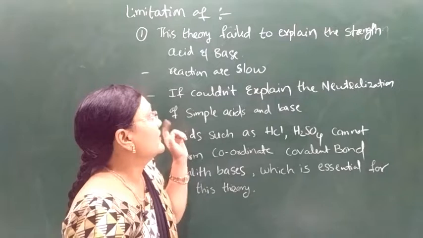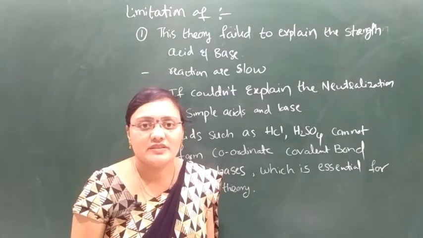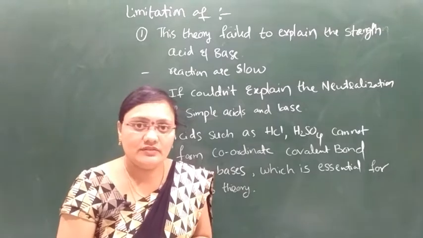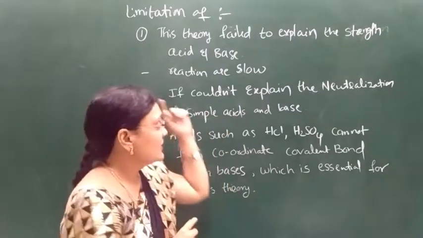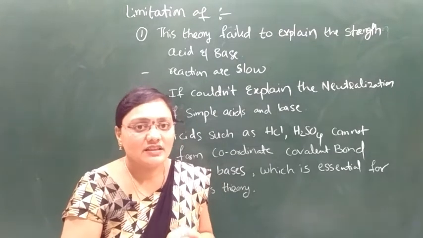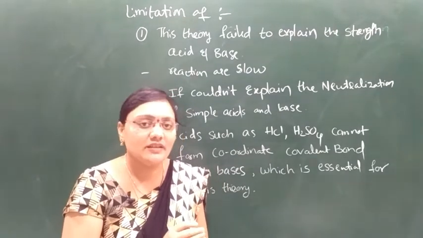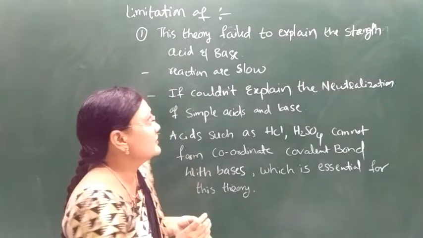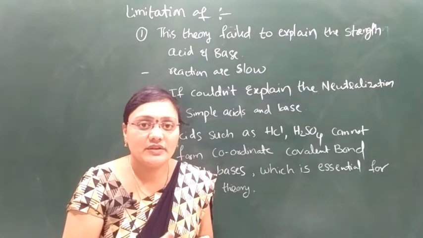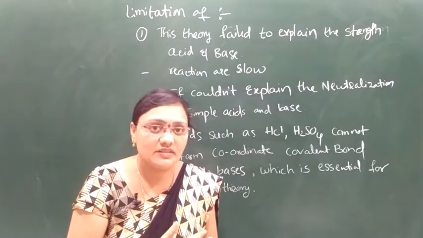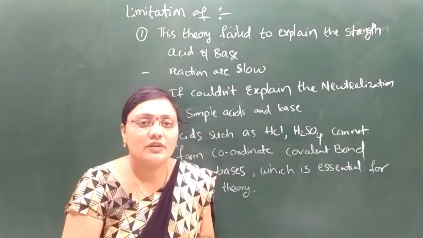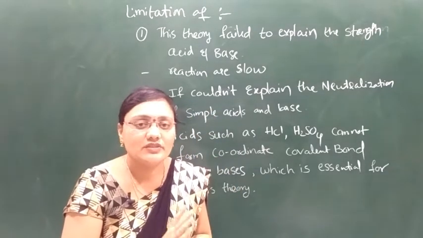Okay, and next is the limitations of Lewis acids and bases. First of all, Lewis acid, base, salt, neutralization, we know that, and examples. And the last one is the limitations of the Lewis theory. This theory fails to explain the strength of acids and bases: strong acid, strong base, weak acid, weak base. We could not explain the strength of acids and bases in Lewis theory.